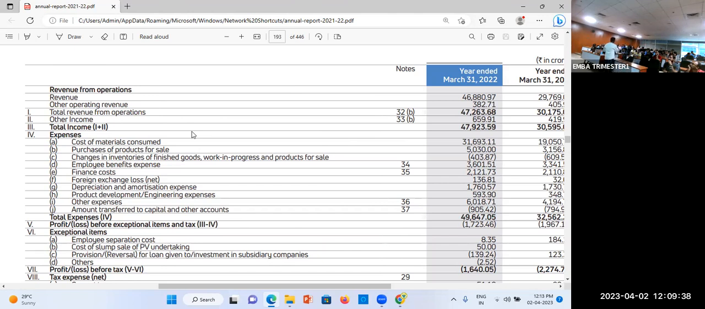Suppose you are a company of merchandising nature. You are buying rice bags, just like that, you are selling it to somebody. That's called trading. For them, cost of materials consumed will be 0. They won't have any cost of materials consumed. They are not manufacturing anything.